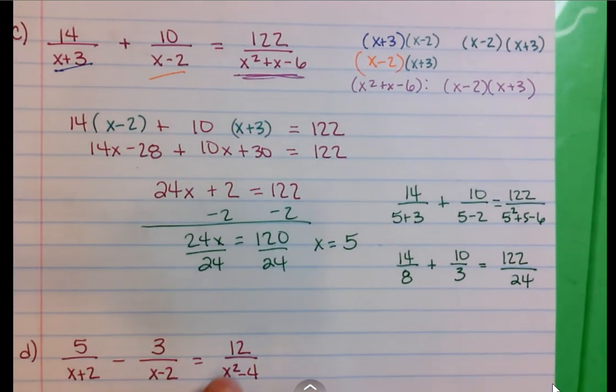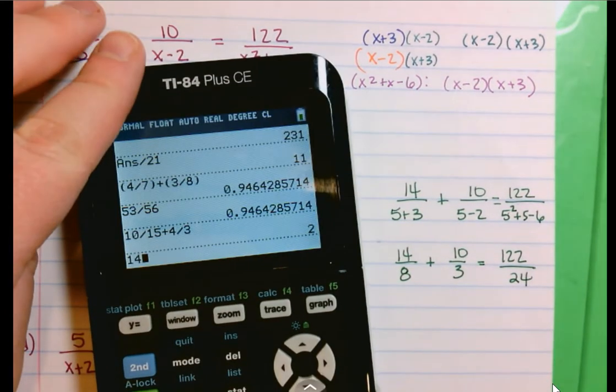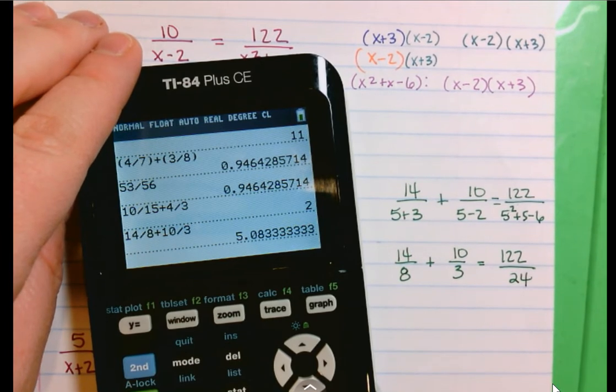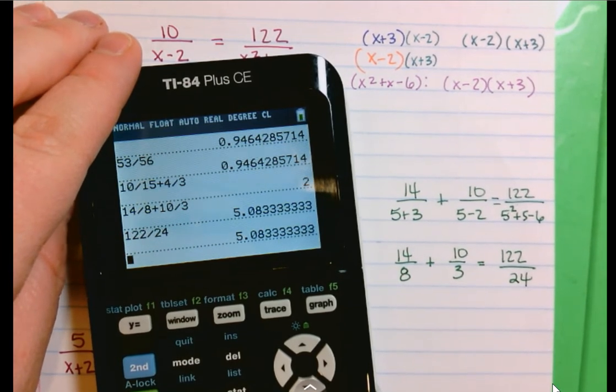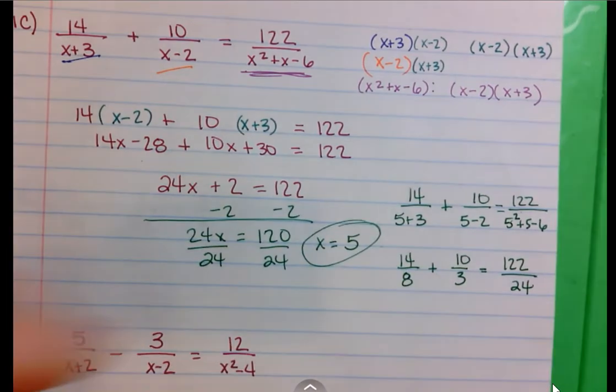So, plug into my calculator. 14 divided by 8 plus 10 divided by 3, 122 divided by 24. Get the same answer? No, I'm correct. Alright, next one.